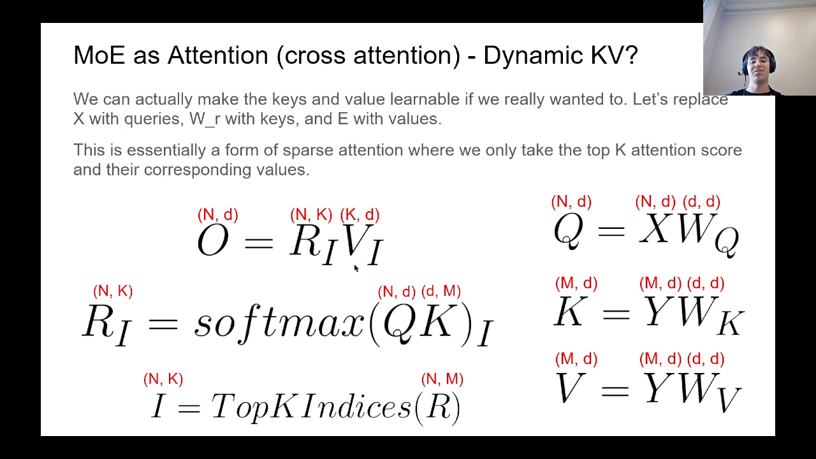Basically, what this is is attention, but it's sparse attention. So you're only selecting the top K weights for every token. So basically, I'm saying, while I could do a linear combination of all the values, I'm only going to do a linear combination of the top K values that I select.